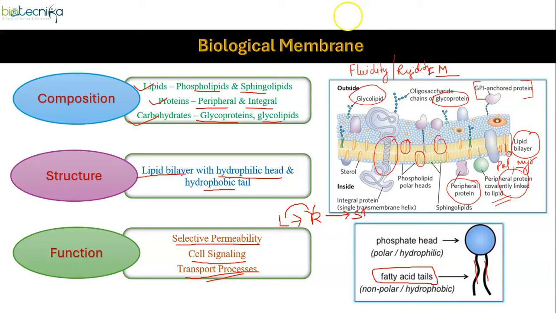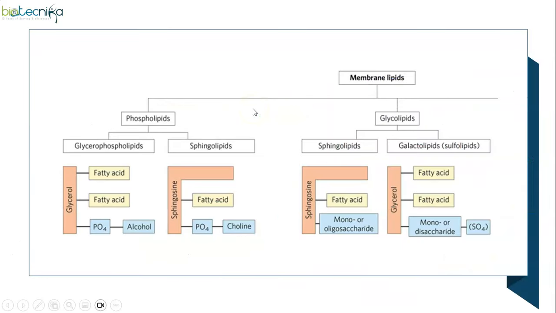Next, we will look into each of these biomolecules individually. The simplest classification of membrane lipids could be this one. We can classify them as phospholipids and glycolipids. How can we differentiate these two? Well, as the name indicates, phospholipids will have a phosphate group attached to them, and glycolipids will have sugar molecules attached to them.